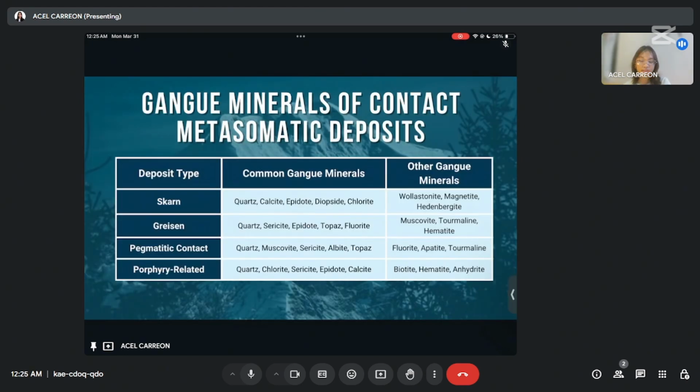Common gangue minerals of skarn include quartz, calcite, epidote, diopside, chlorite. In greisen, we have quartz, muscovite, epidote, topaz, and fluorite. In pegmatitic contact, we have gangue minerals like quartz, muscovite, albite, topaz, and in porphyry related, we have gangue minerals of quartz, chlorite, epidote, and calcite.